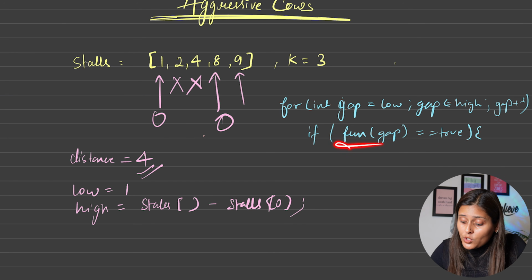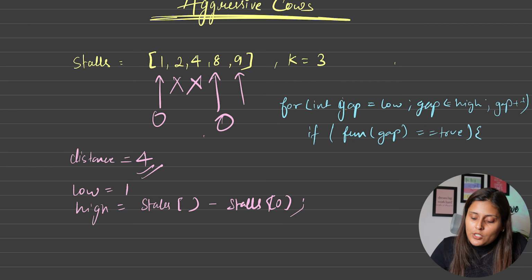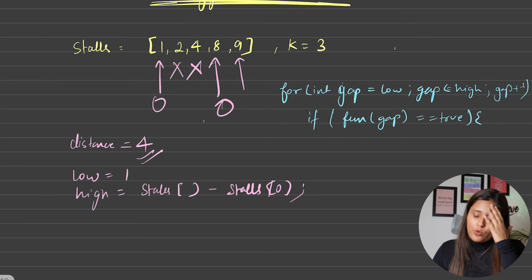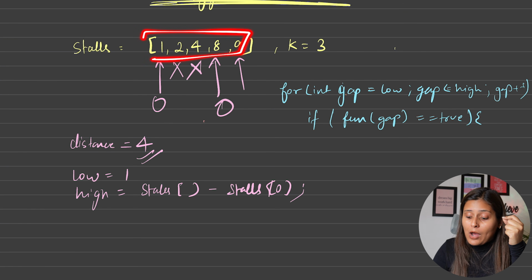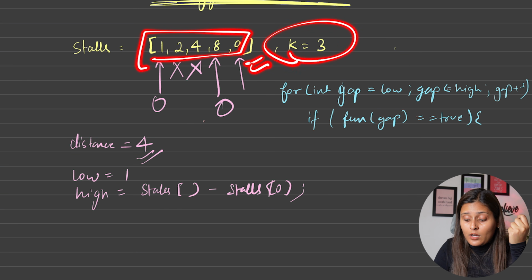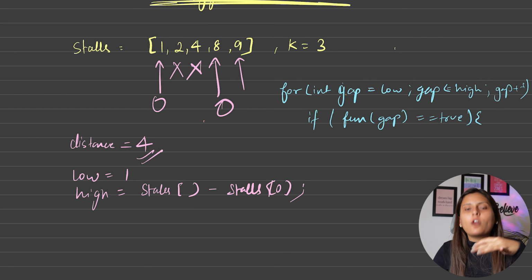Now the second is what you will do in this function. In this function we have to try fitting the number of cows, and if we are able to fit the exact 3 number of cows or more than that, it is okay, but at least 3 number of cows, so we can say yes, it is possible with that distance to fit those cows in those stalls.